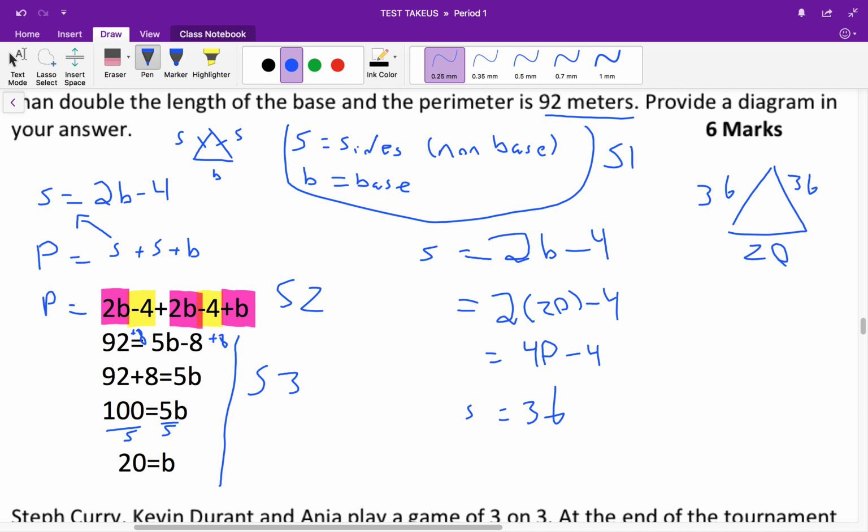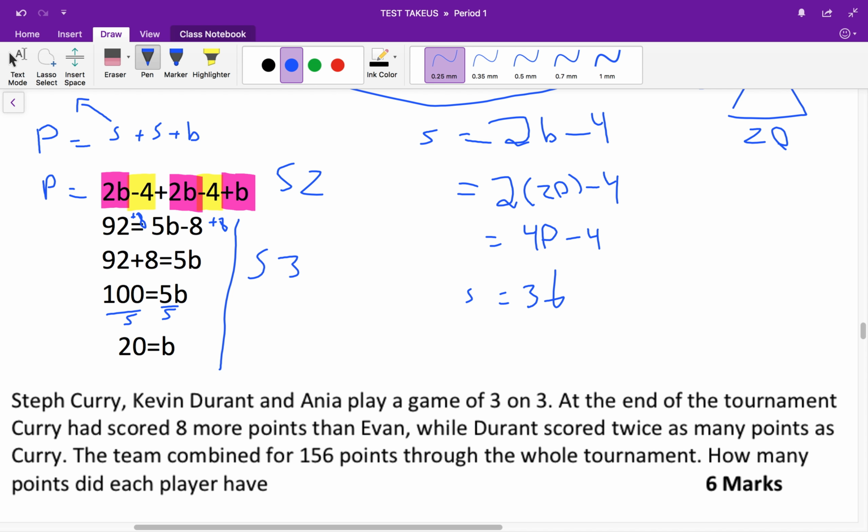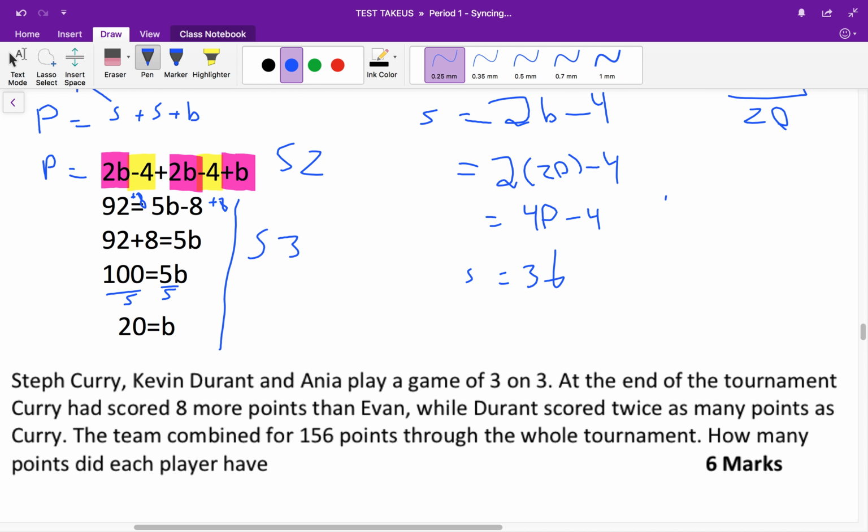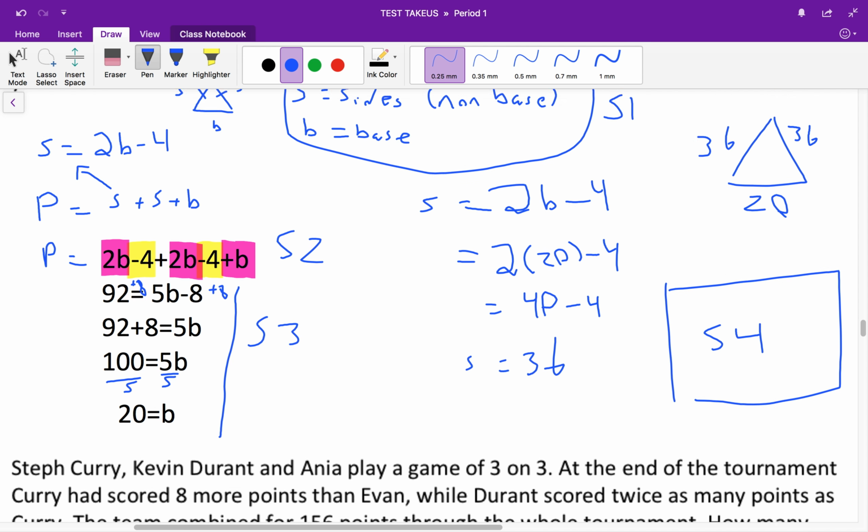Then we write a nice concluding statement. But since I won't fit it in there, I'll say step 4 goes in here. Concluding statement. All that you would write there is the sides of the triangle, the isosceles triangle, are 36, 36, and 20. And a nice diagram.